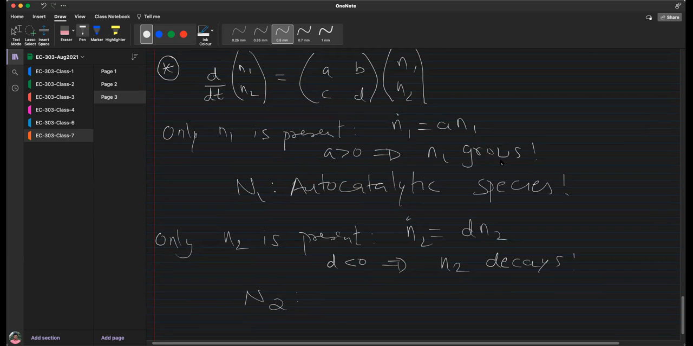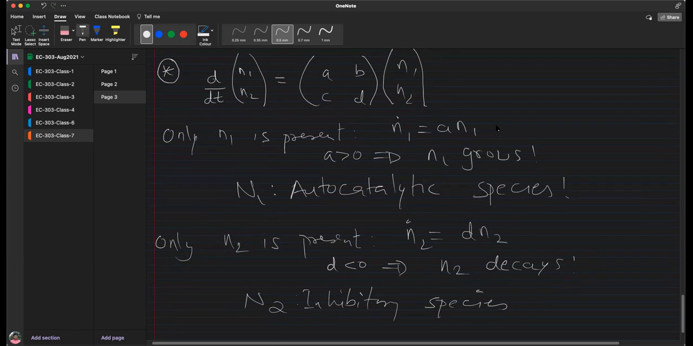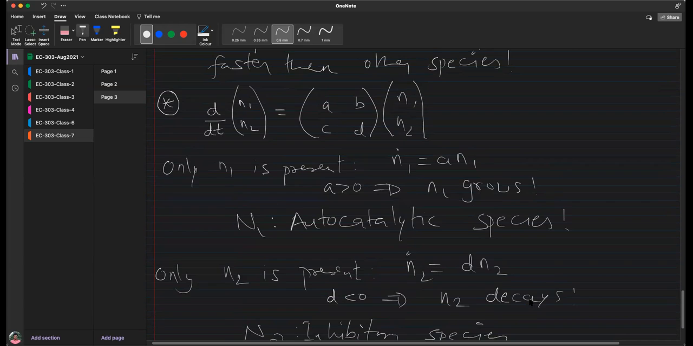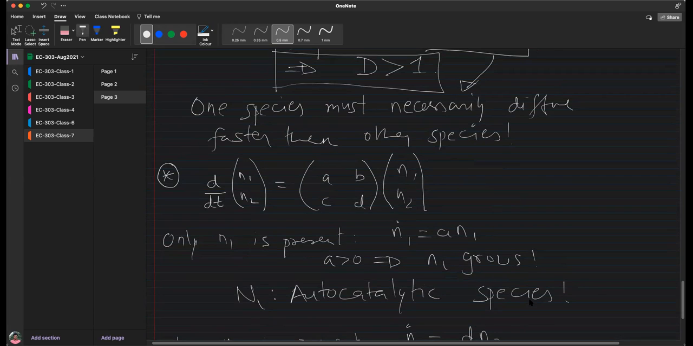Okay. On the other hand, for N2, what happens? N2 decays, we call them inhibitory. Okay, inhibitory. So this is again a necessary condition. If one of them is autocatalytic and the other one is inhibitory, then there is a possibility that the mean field homogeneous equilibrium might become unstable.